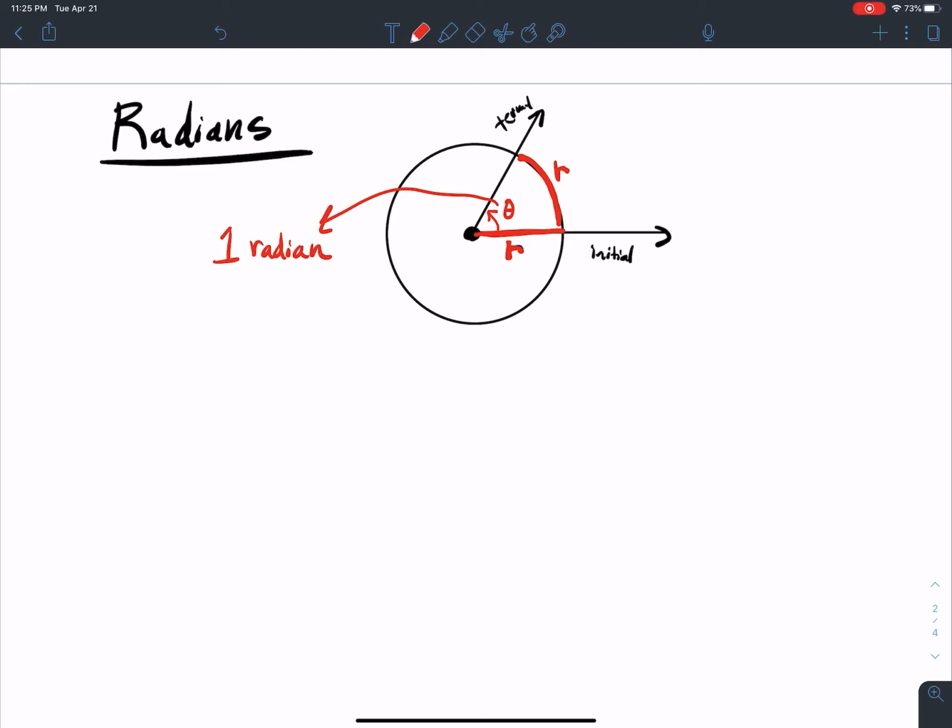Okay, so the angle rotated, 1 radian, is how much is needed to be rotated in order for that arc length to be equal to the radius. That is 1 radian. So if the radius of a circle is r and the length of the arc intersected by the central angle is also r, then that angle rotated exactly 1 radian.